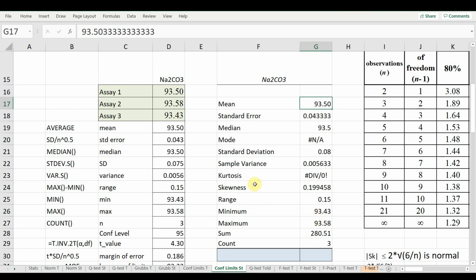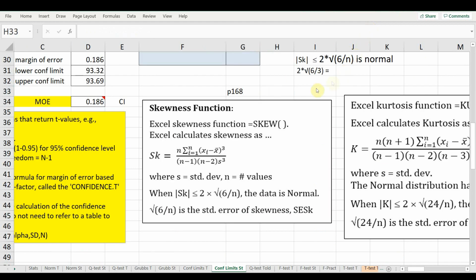All right, what about this kurtosis and skewness? Recall on page 168, here's the calculation of skewness. It's a measure of the normality of a data set. Recall the absolute value of the skewness, when it is less than or equal to 2 times the standard error of the skewness, root 6 over n, then the data is deemed to be normal.